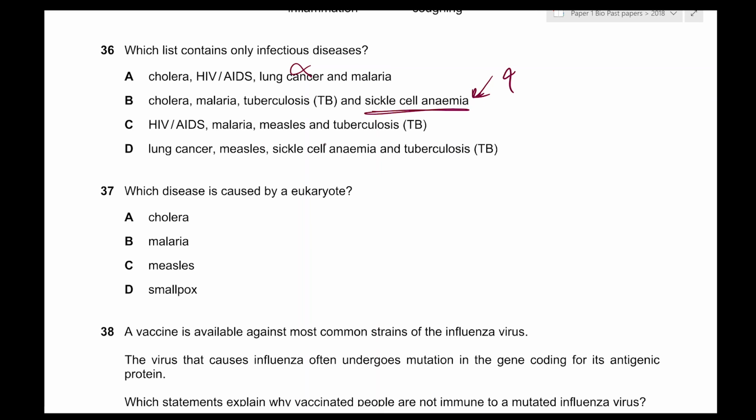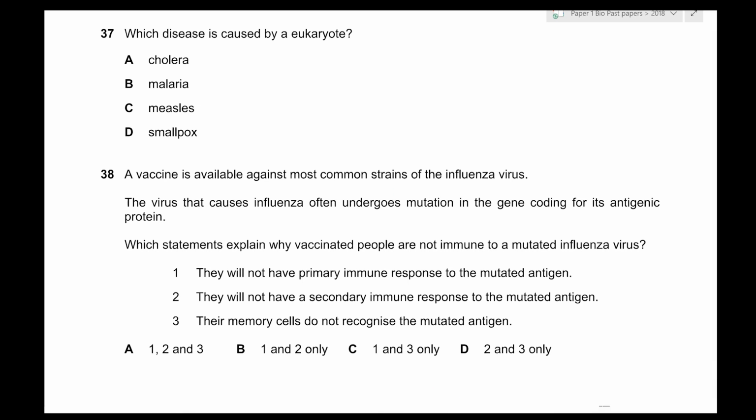HIV, AIDS, malaria, measles, and tuberculosis. Yes, HIV is a virus, malaria is a eukaryotic infection, measles is a virus, and tuberculosis is a bacterial infection. Therefore, the correct answer must be C. And which disease is caused by a eukaryote? A disease caused by a eukaryote is definitely going to be malaria, and its vector is going to be female Anopheles mosquitoes. So, malaria is the correct answer.